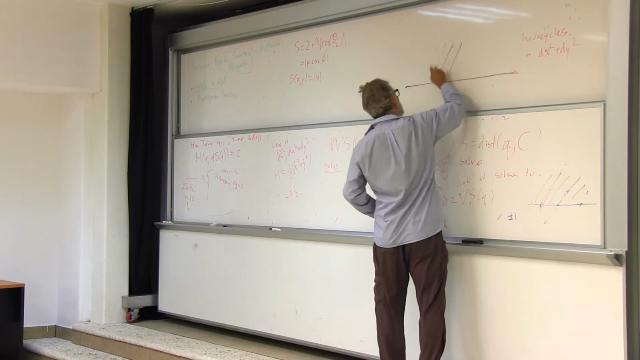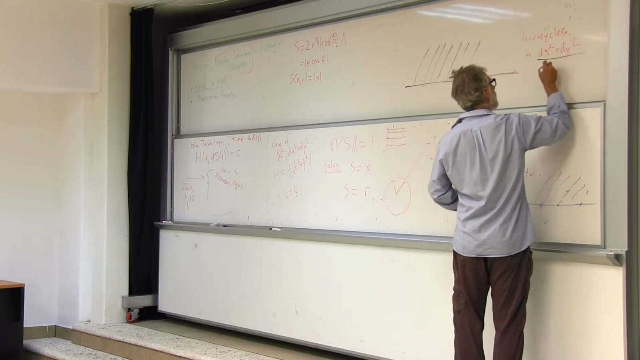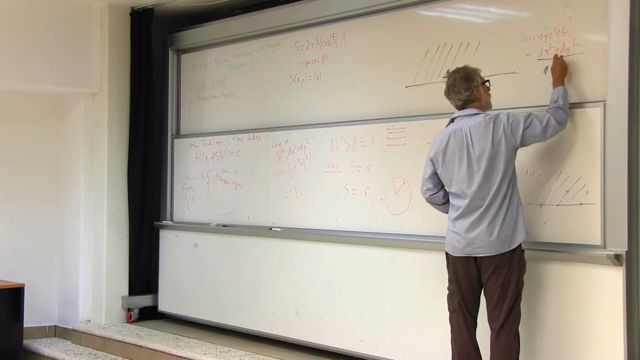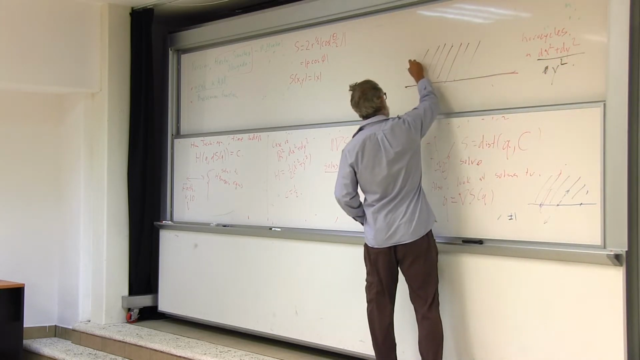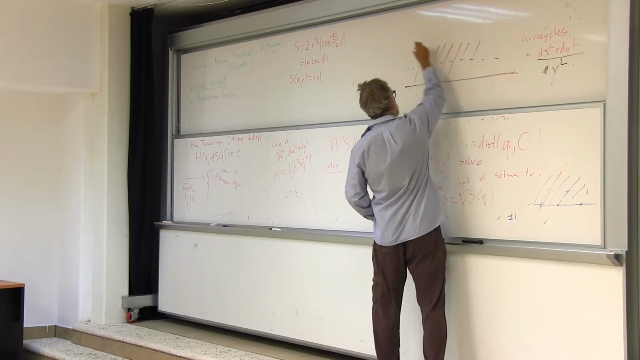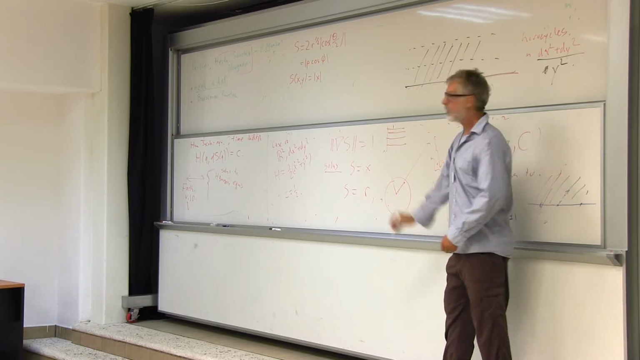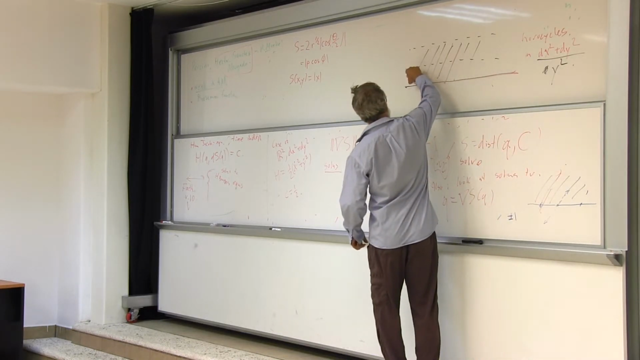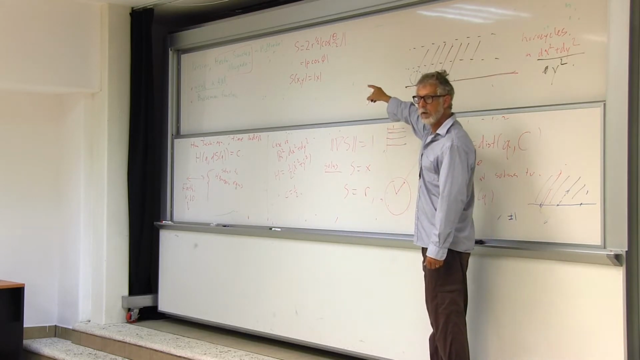Okay, so let's look at the horocycles in the upper half plane. So what do they look like? They look like Euclidean lines like this. Those are the horocycles. That's one. The other horocycles are circles tangent to the boundary.